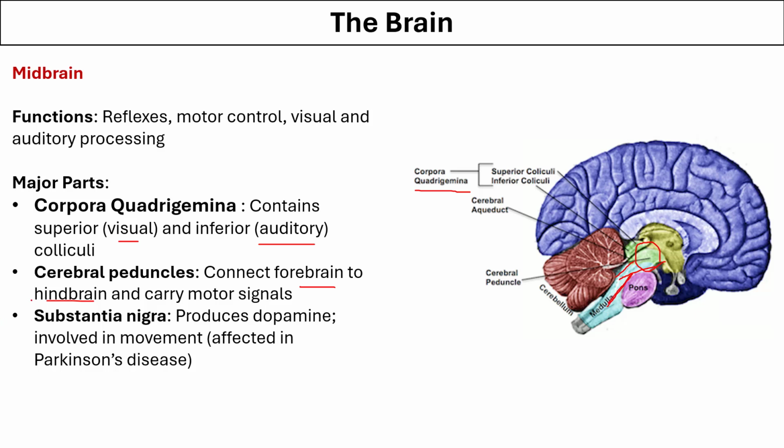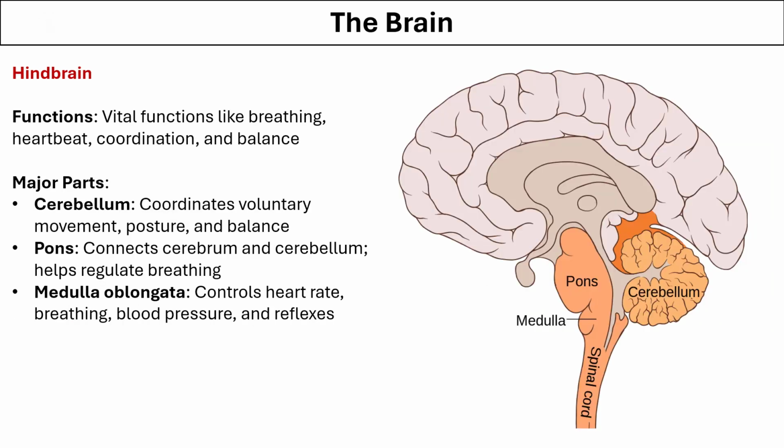the motor signals. A part of the midbrain which is not visible in this picture is called the substantia nigra, and the substantia nigra has neurons which release dopamine. As we have heard about dopamine so frequently, it is associated with our reward mechanism. It helps us feel accomplished when we perform a task, and if the neurons that produce dopamine are affected, it leads to Parkinson's disease.